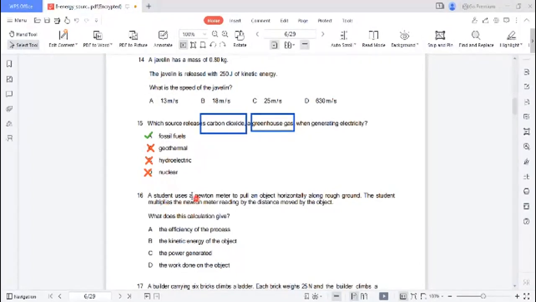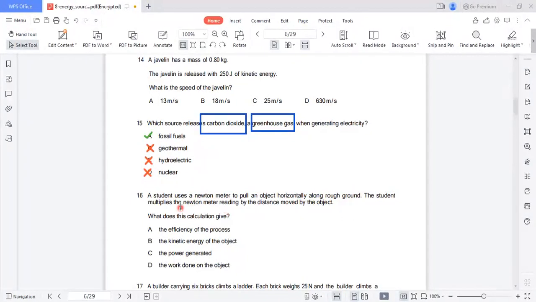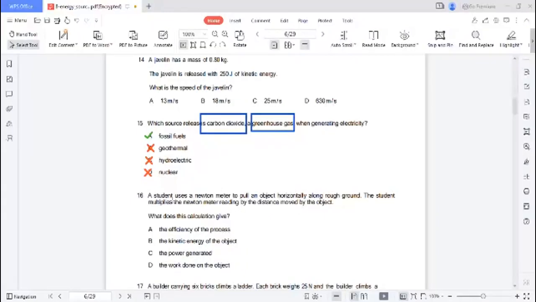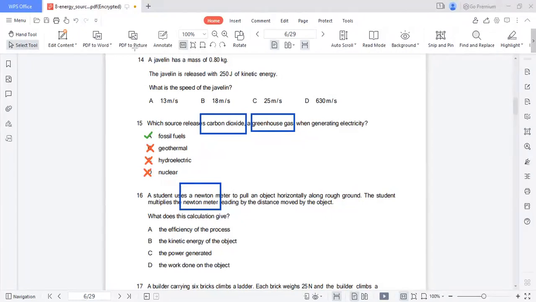A student, number 16, a student uses a Newton meter to pull an object horizontally along rough ground. The student multiplies the Newton meter reading by the distance moved by the object. Okay, so Newton meter is actually measuring the force or weight. Newton meter is used to measure weight, but right now it is horizontal. We would just consider it as a force. And it is horizontal.